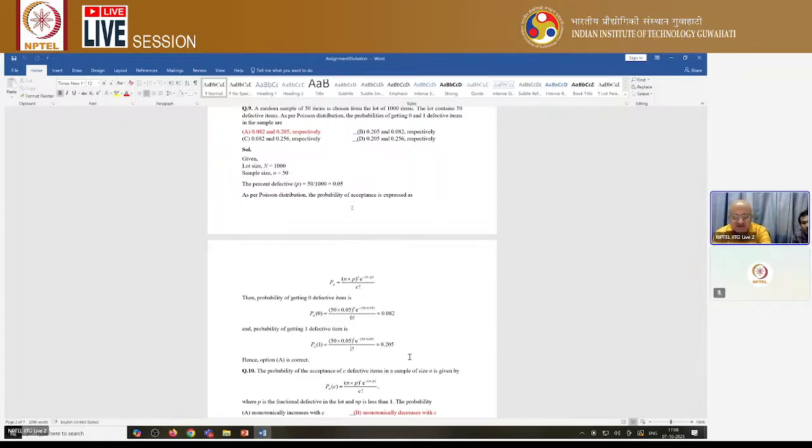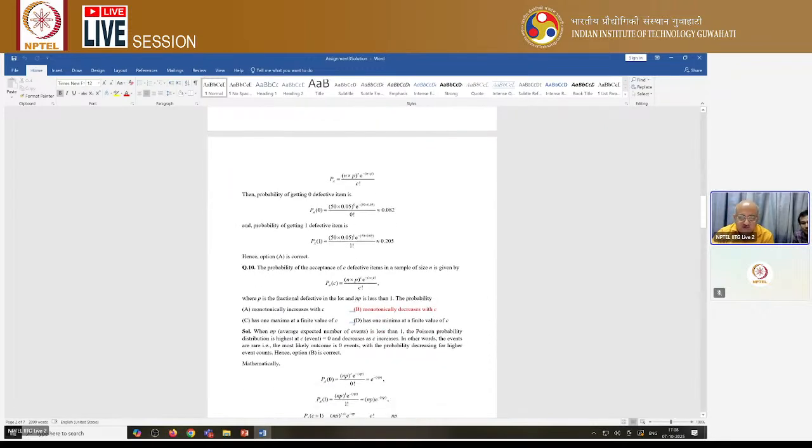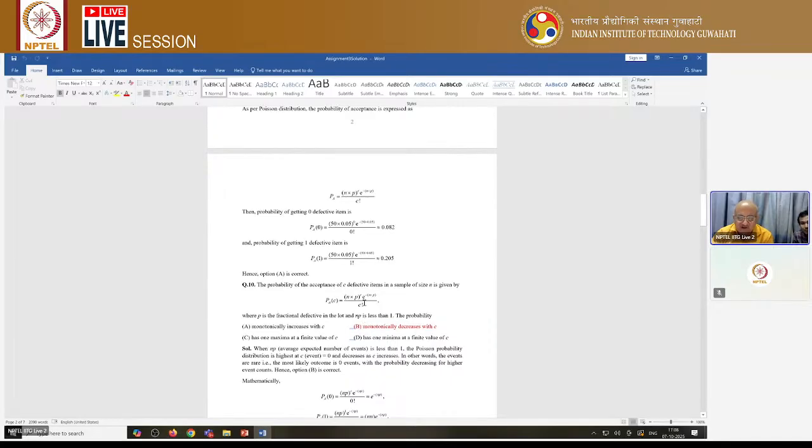It is not necessary that it will keep on increasing. It increases and then decreases also. So this is the formula. It monotonically decreases with c when np is less than 1.